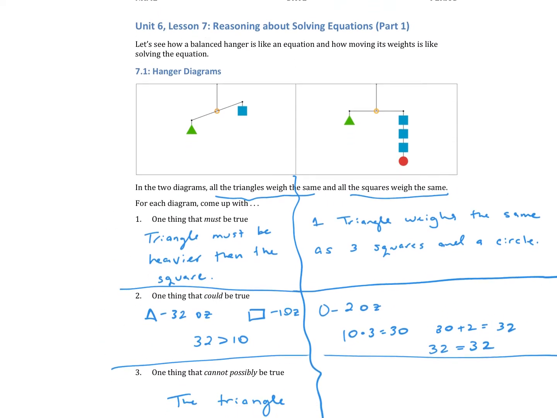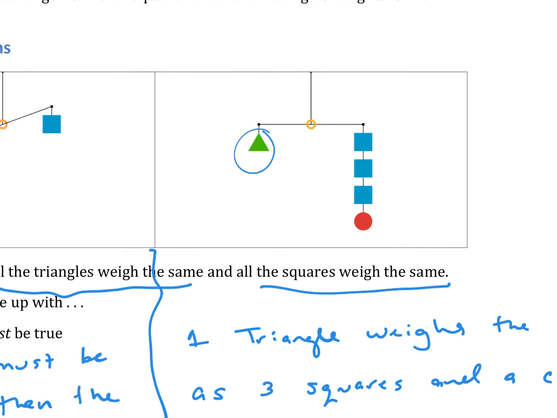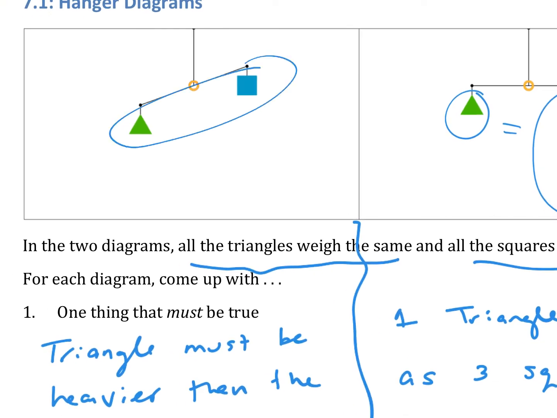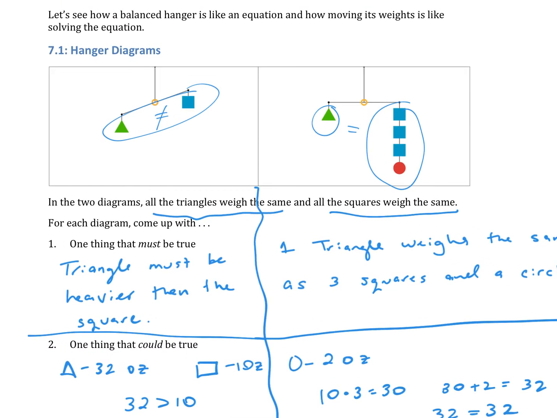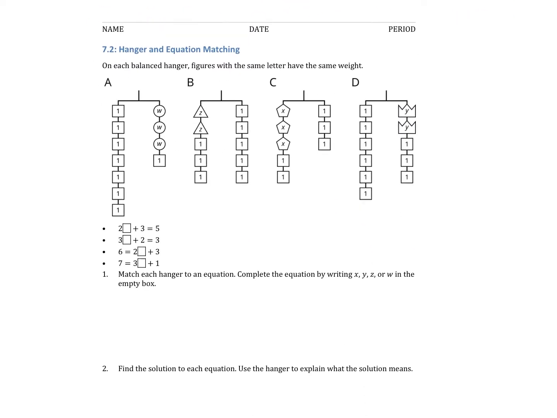So key things to remember is that when you have a balanced hanger, that means we're saying that each side is equal to the other side. So in our second hanger, this side has to be equal to this. So they must be equal. If it is unbalanced, then they are not equal to each other. So just keep that in mind as we move through this lesson today. Let's go on to lesson 2.